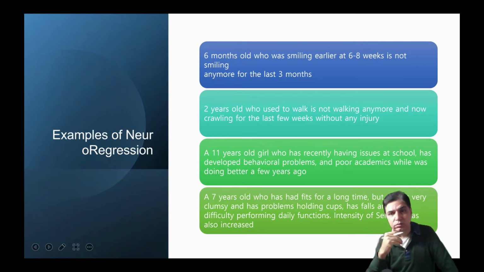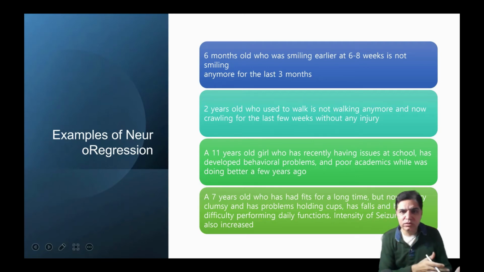Or an 11-year-old girl who recently started having issues at school. So there is an academic decline. She's started developing behavior problems. Her behavior is an issue at home, with the peers, at school, everywhere. She's got poor academics. Well, she was doing all this better a few years ago. 2-3 years ago, she was very good. She had good behavior, she had good academics, but now she has regressed on that.